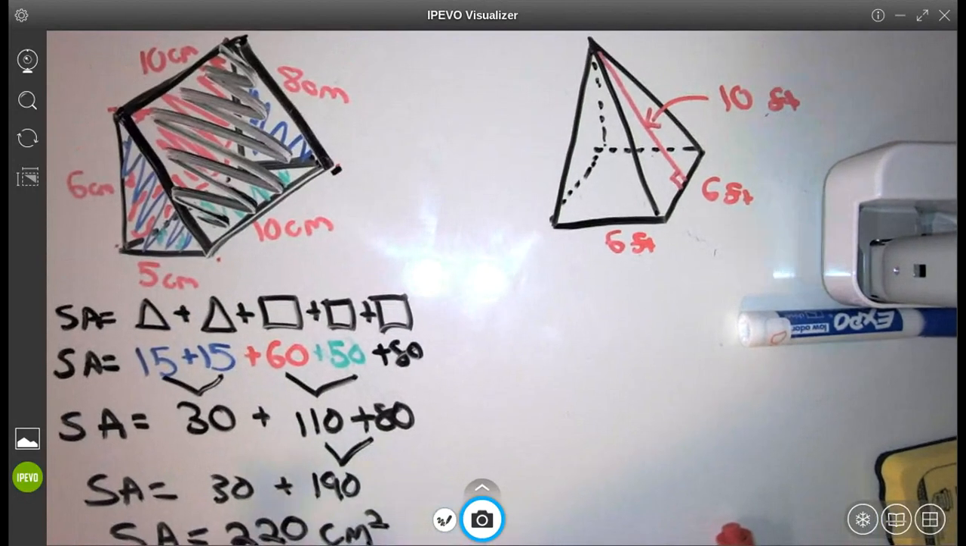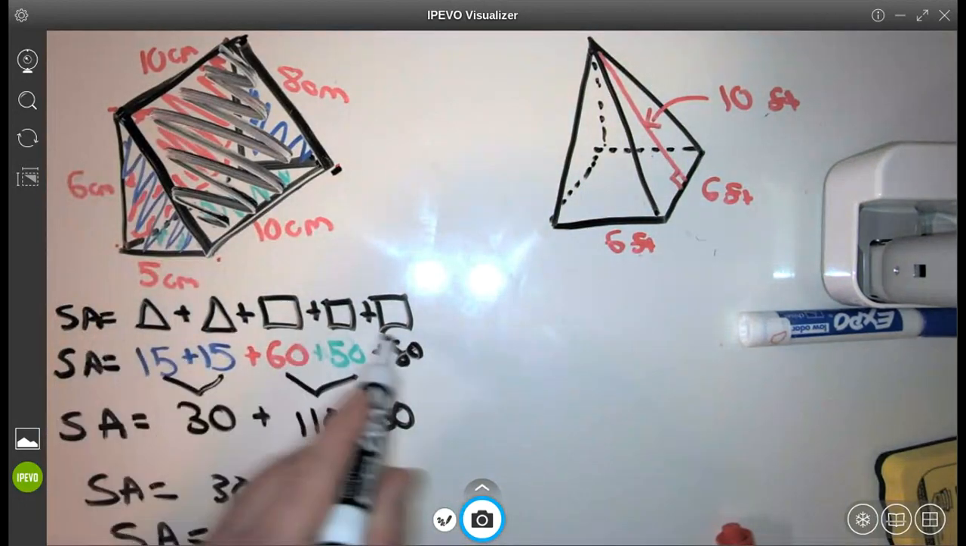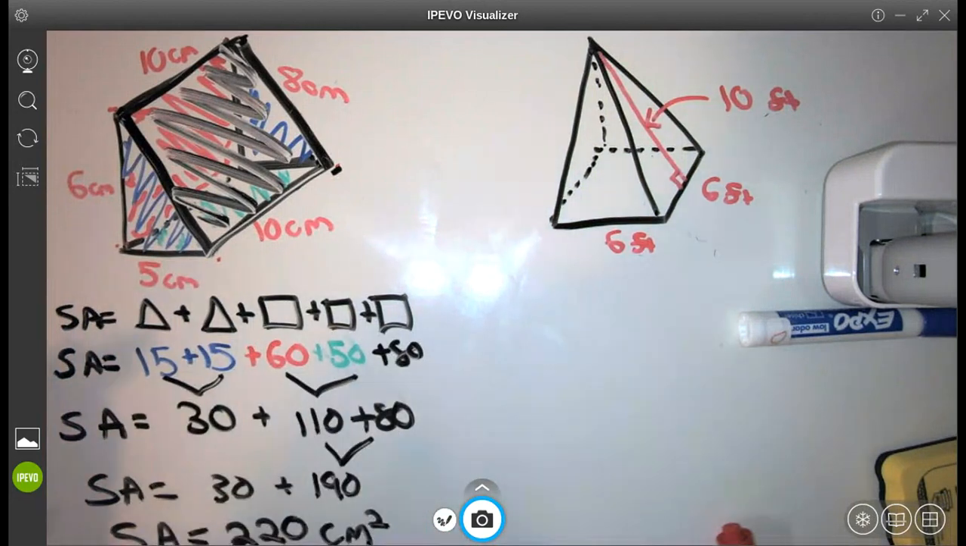So again, what I like to do is figure out how many faces there are, write my picture formula, then I know what I have to find the area of each, right? So I know how many faces I need to find the area of each.